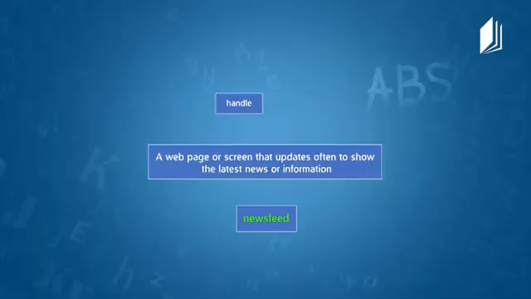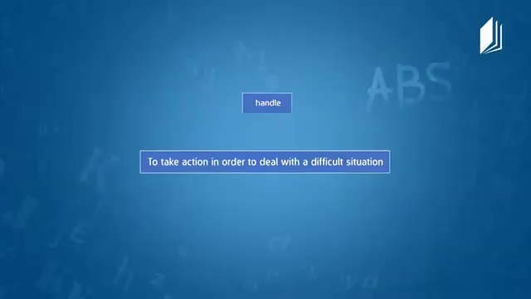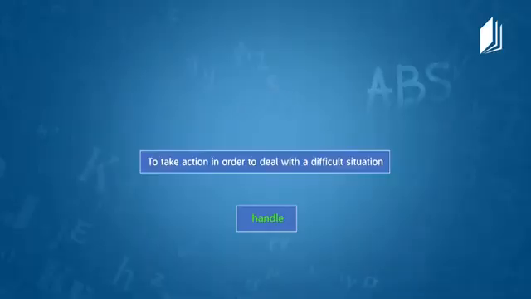Great. And then lastly, to take action in order to deal with a difficult situation. Well, this one is quite easy, as it is the last one, and you already see the word. It's handle. And handle means to take action in order to deal with a difficult situation. Now we have our new set of vocabulary words.